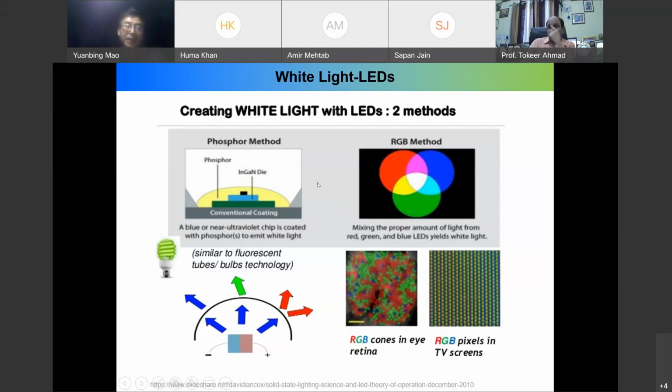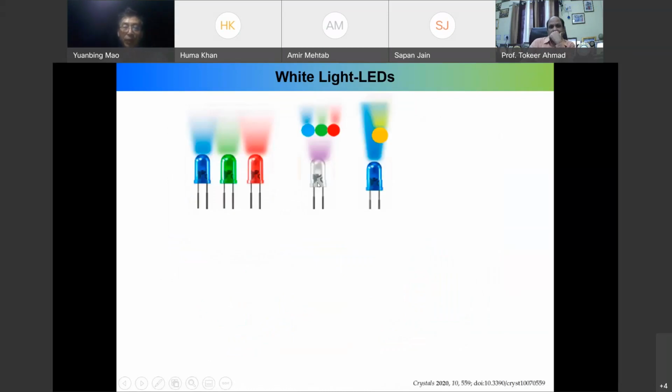So that's basically the two technologies, right? But if we look into this, you will see that for those three color ones, it can actually be a direct combination of LEDs. Or we can use an LED, for example, here is a near ultraviolet LED, and then it's covered with the three phosphors, blue, green, red, and then eventually they give out the white light.